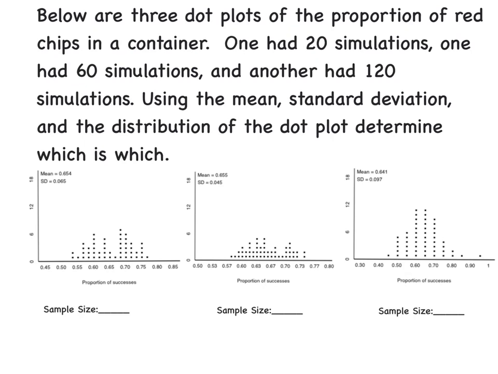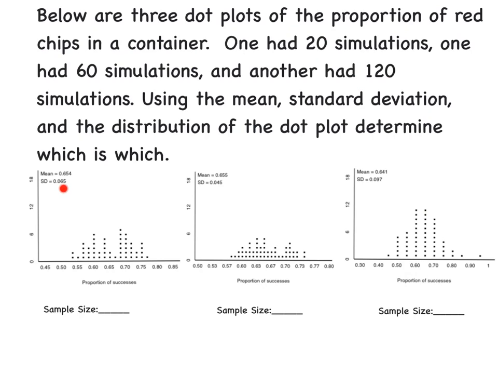And using the mean, the standard deviation, and the distribution of the dot plot itself, determine which is which. So basically we're saying one of these dot plots corresponds to a sample size of 20, one of them corresponds to 60, and one of them corresponds to 120, and it's our job to use the clues that are given to figure out which one's which. Now go back to that first statement we just wrote in our notebook. As the sample size increases, okay, and it goes from 20 to 60 to 120, we are expecting the variability or the standard deviation to decrease.